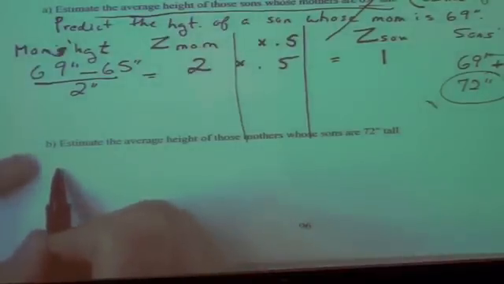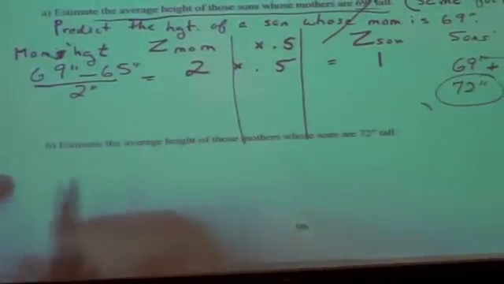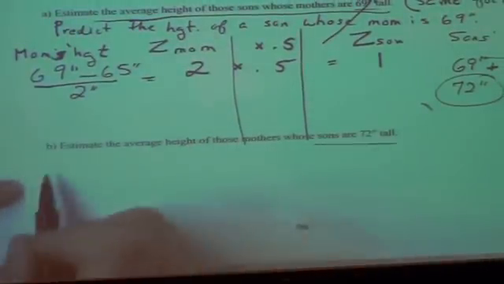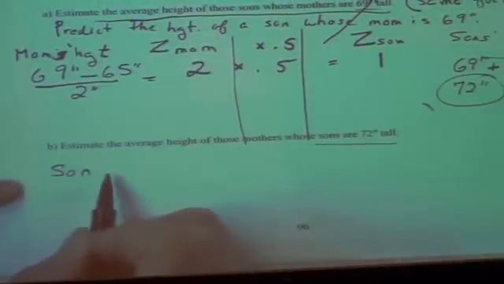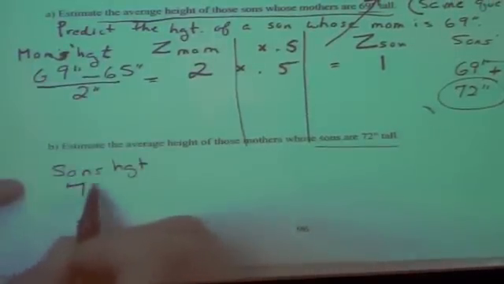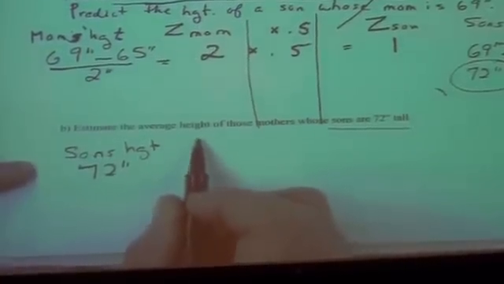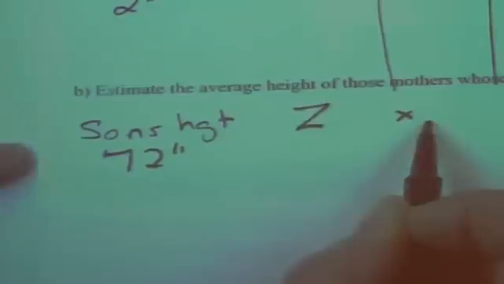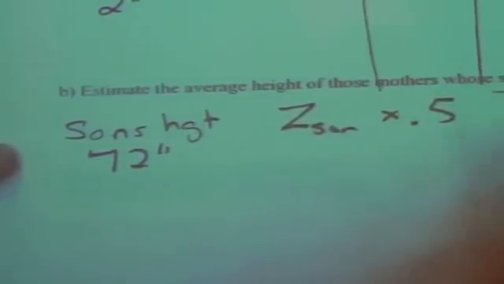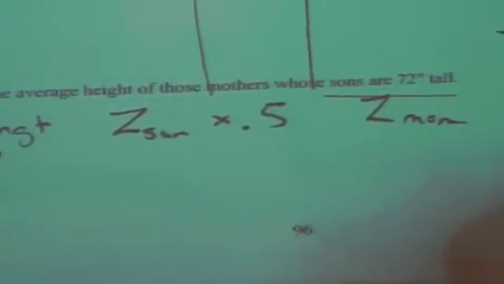First, let's just start with sons here. On your homework, I think you got confused because I said it all on the same chart, like this. What do we know? We know that the son's height is 72 inches. And what do we want to do with that? Change it to a Z-score. And then we're going to multiply by 0.5. And then we're going to get the other Z-score for the moms. And then we'll get the mom's height.